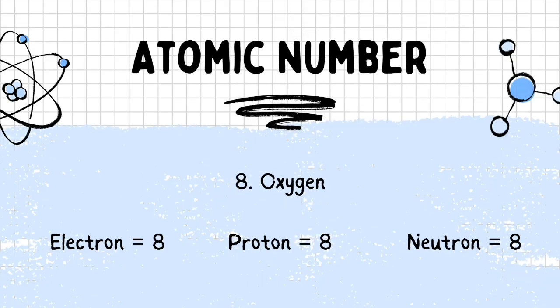Atomic number of oxygen is 8, which means oxygen has 8 protons, 8 electrons and 8 neutrons as well. Sometimes the number of neutrons is equal to protons, but sometimes it's not. If you want to know some tricks for neutrons, please comment down below. So practice atomic number for other elements to go further.